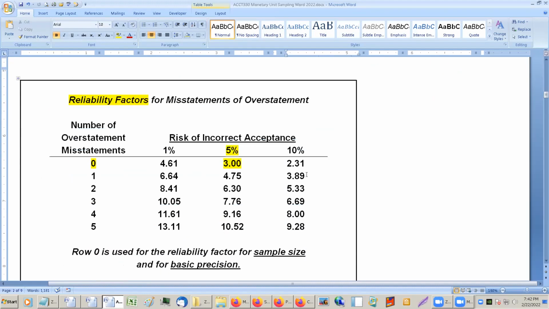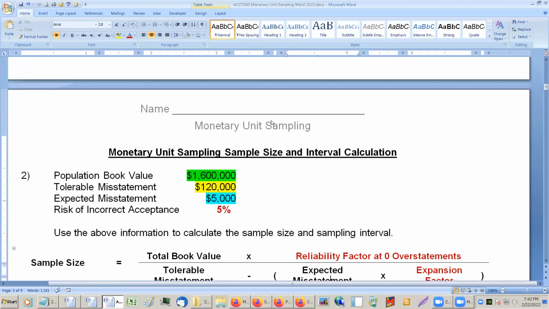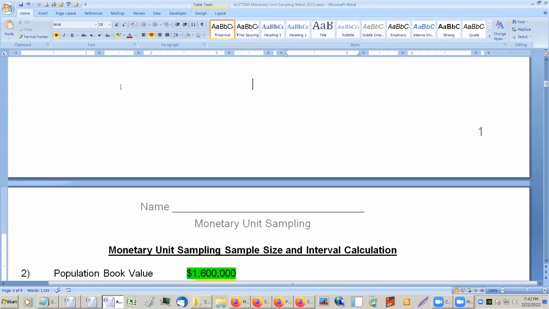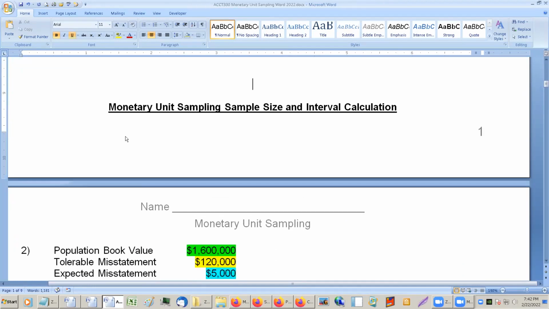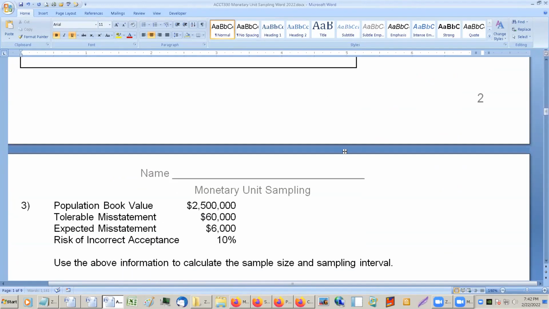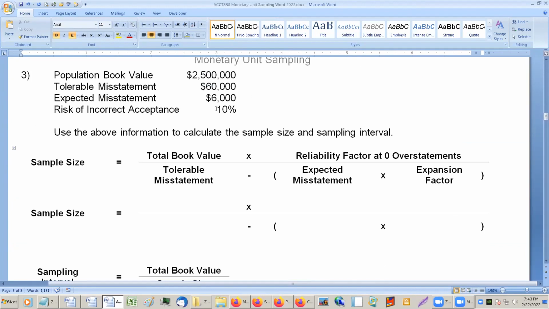Let's do one more. I think there's one more here, isn't there? Now be careful here because this is the 10%.